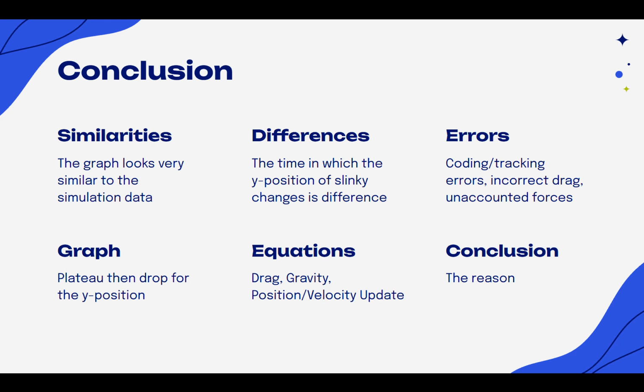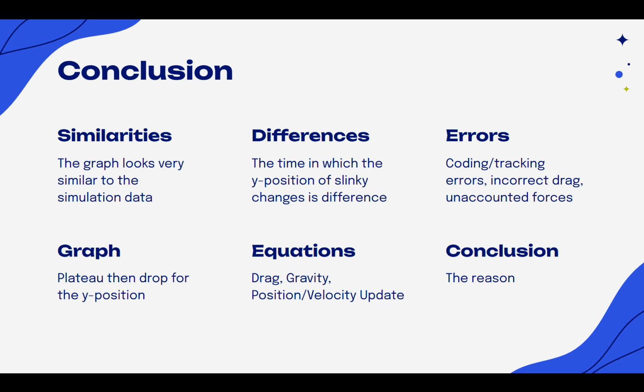Some errors that have gone into this are coding and tracking errors. Coding includes using the wrong numbers, or incorrect calculations in the equations. Tracking would be clicking the wrong point in which the slinky is moving. There may also have been an incorrect drag constant, as well as forces that have not been accounted for, such as spring energy. The graph shows a general plateau, then a drop for the y position.